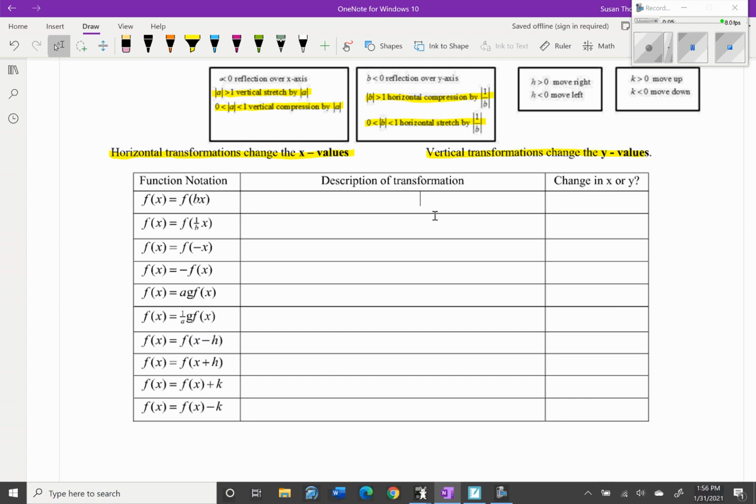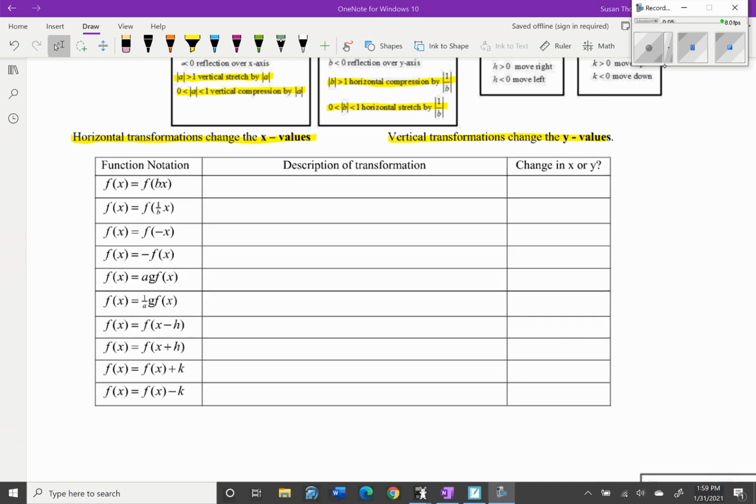So take a moment to pause the video and then write down the different transformations. Try not to look at them to see if you can actually write them out. And then, are they changing x or y? And when you're done, you can unpause and we'll take a look at our work.